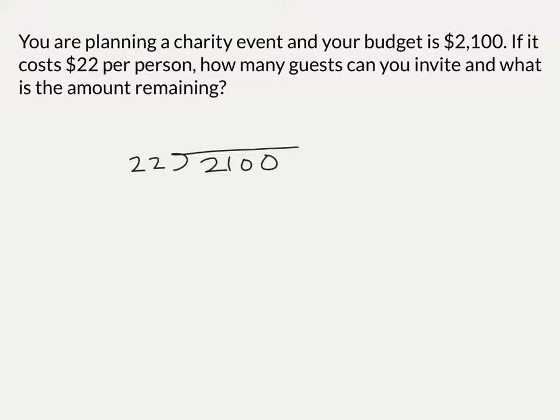So 22 can go into 210 9 times. 9 times 22 is 198. When we subtract, we get 12. Now we'll bring down the 0, which is 120. So 22 goes into 120 5 times. 5 times 22 is 110. 120 minus 110 is 10.